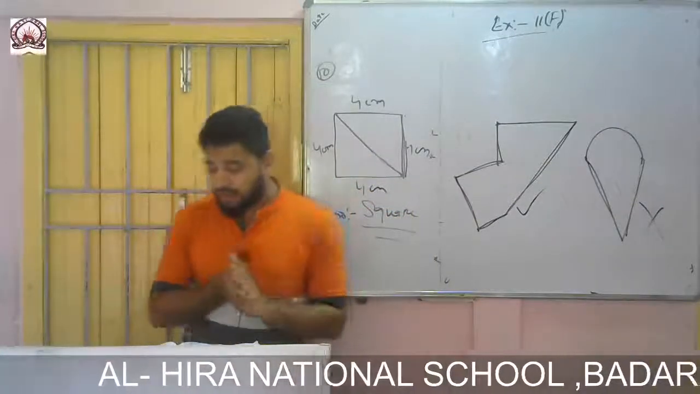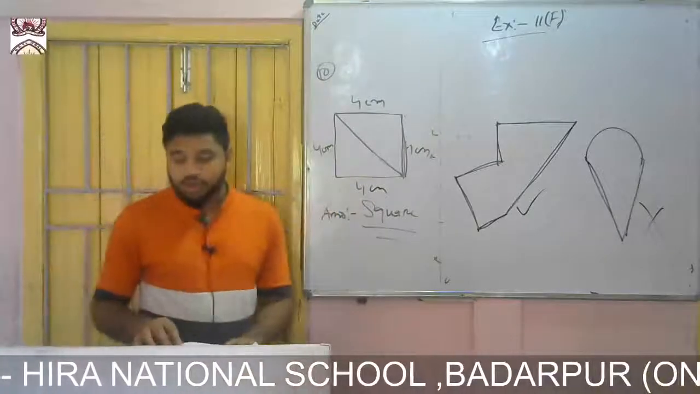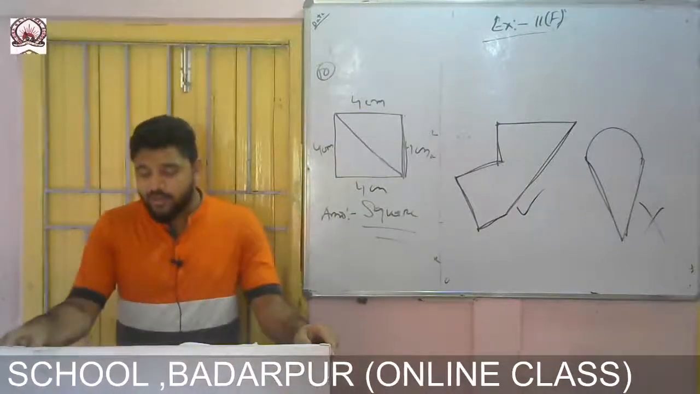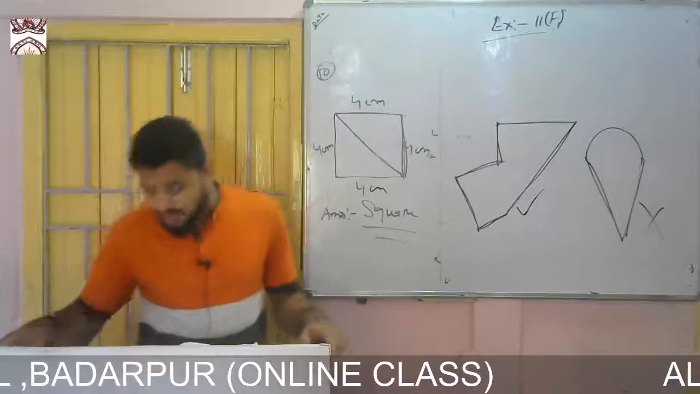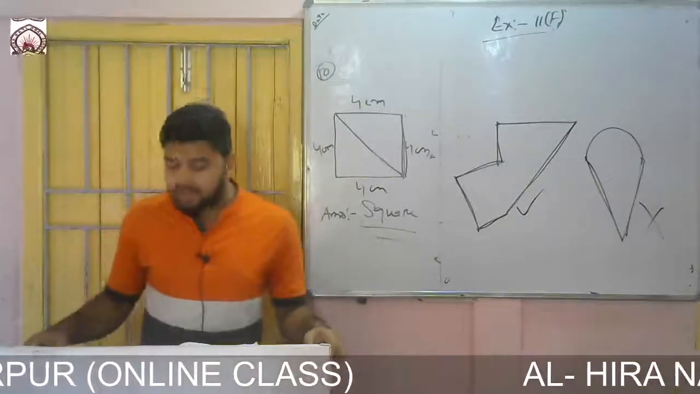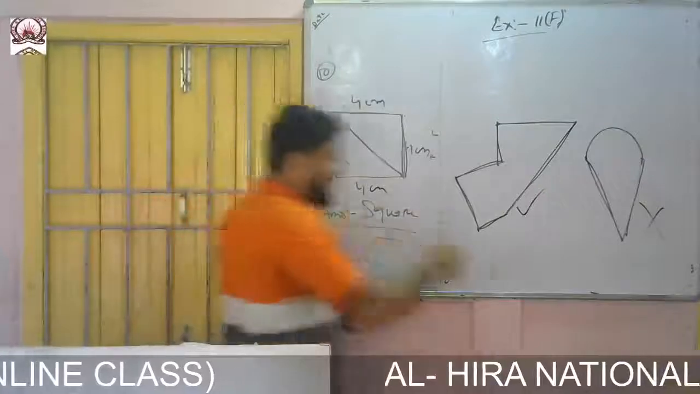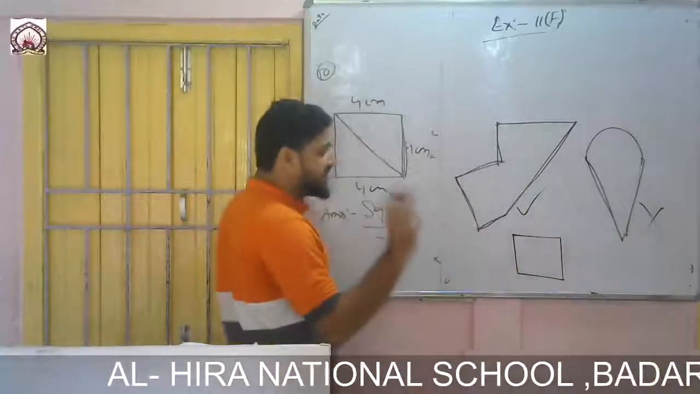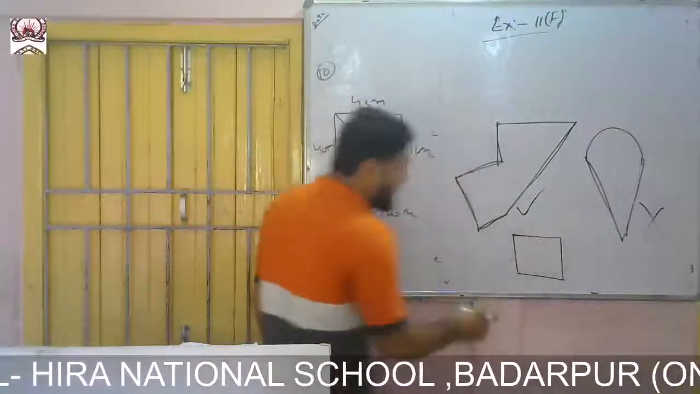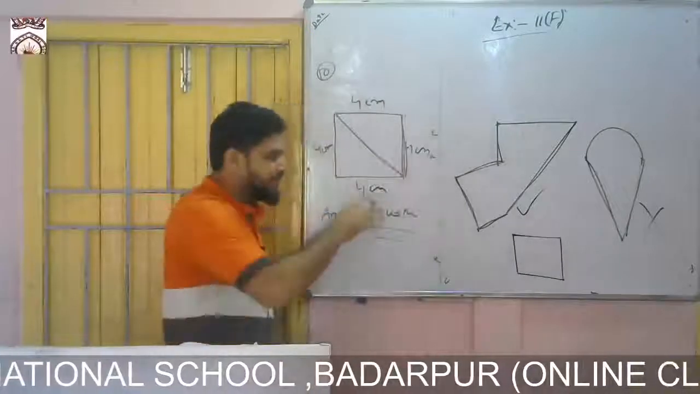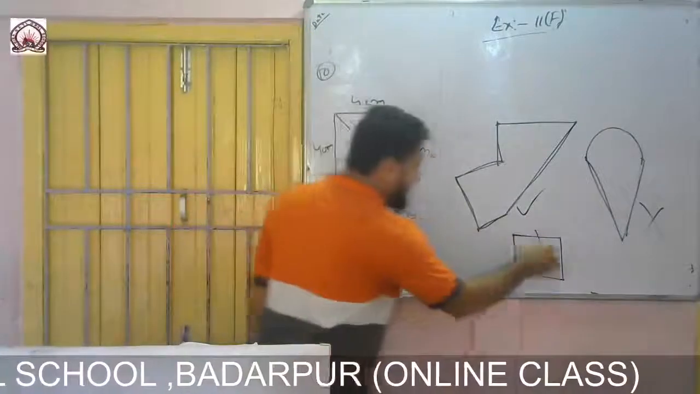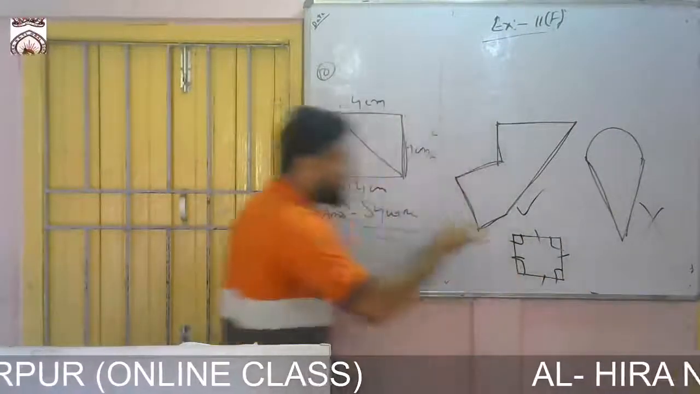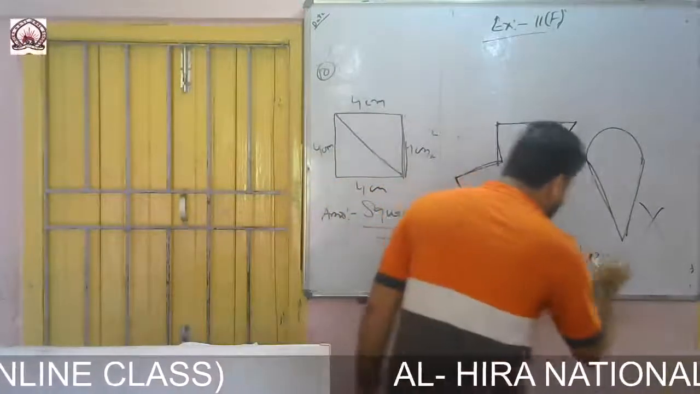Now, what is a regular polygon? A regular polygon is a polygon in which all the sides are equal and all the angles are equal. If I take the example of a square, it is a regular polygon. Why? First, it is a polygon because this figure is made up of line segments joined together. The sides are equal and all the angles are 90 degrees, so all the angles are equal. So this is a regular polygon.